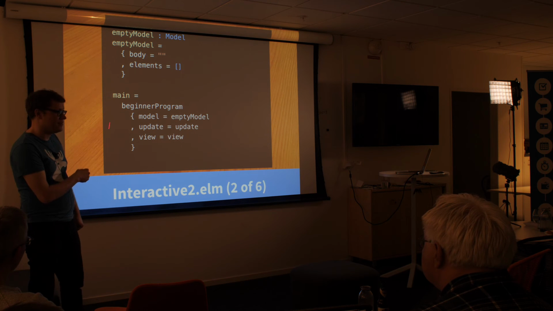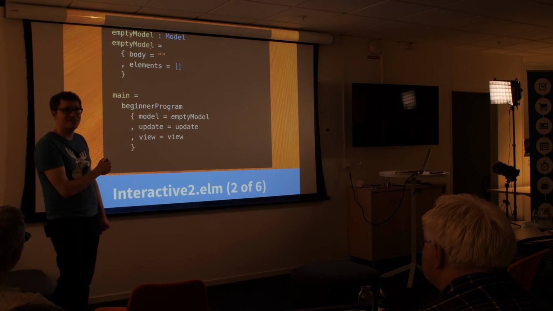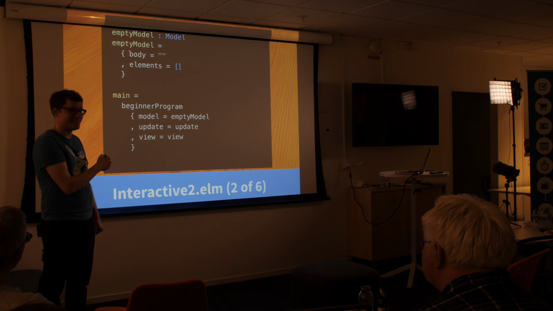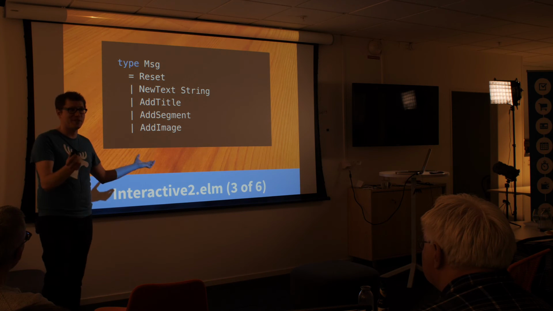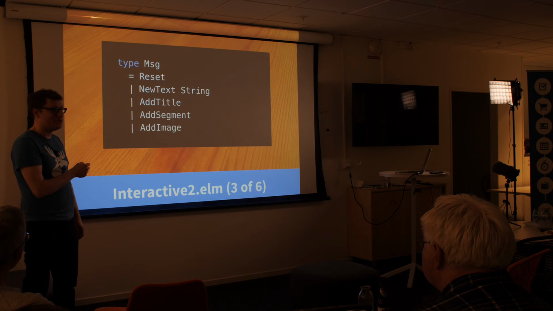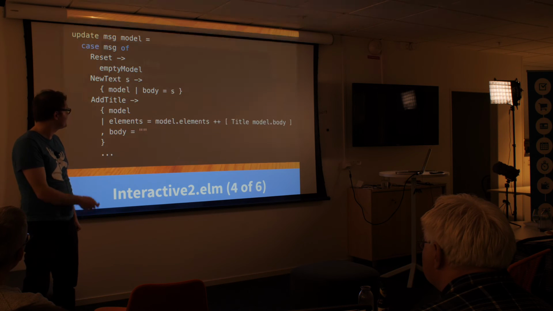Here we have a main beginner's program: model, empty model, update, view. Here we have our empty model, body. So why is there a body and not just only the element? The body is the text, the contents of the text area. Here we have the messages for this application. We have a reset, it's not being used. We have a new text string. This is a message that's being passed for every character you type in the text area. Add title, add segment, add image. These are the 3 buttons.